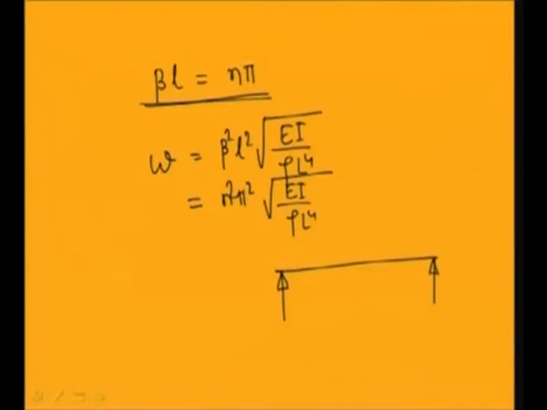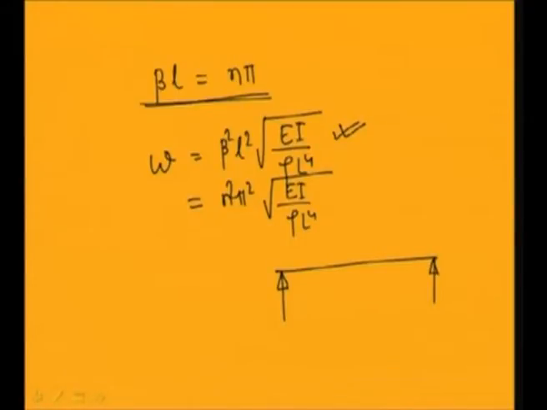In case of the simply supported beam, we have taken the boundary conditions as displacement equal to 0 and bending moment equal to 0. By taking these, we have found the mode shapes, and also we have found the frequency equation. From the frequency equation, we write omega equal to n square pi square root over E I by rho L fourth.